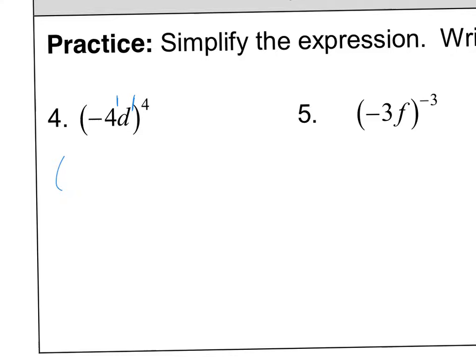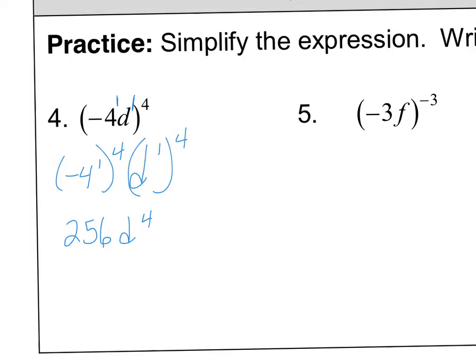So let's just rewrite it. Negative 4 to the 1 power raised again to the 4th power, and then d to the 1 power raised again to the 4th power. And when we do that, it makes it a lot easier. So we've got negative 4, 1 times 4 is 4. So negative 4 raised to the 4th power, which if you put that in your calculator is 256. And then we've got d to the 1 times 4, so d to the 4th power. So we just put several of our rules together.